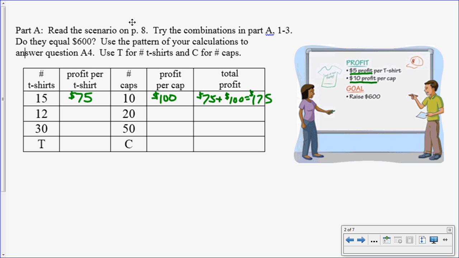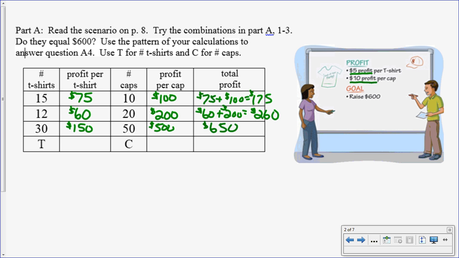Okay, moving to the next one. If they sell 12 t-shirts, at $5 per t-shirt, 12 times 5 is $60. All right. If we sell 20 hats at $10 a hat, 20 times 10 is $200. So 60 plus 200 would equal $260. Okay. Hopefully we match up so far. What if we sold 30 t-shirts and 50 hats? Well, 30 t-shirts times $5 per is $150. And 50 caps at $10 is $500. All right, so 150 and 500 is $650.